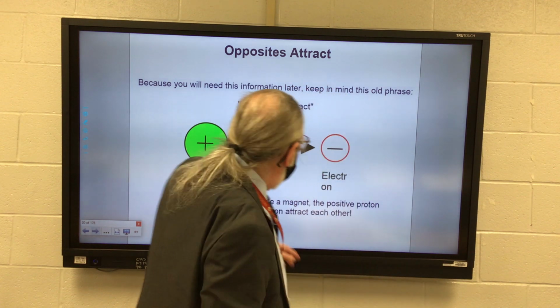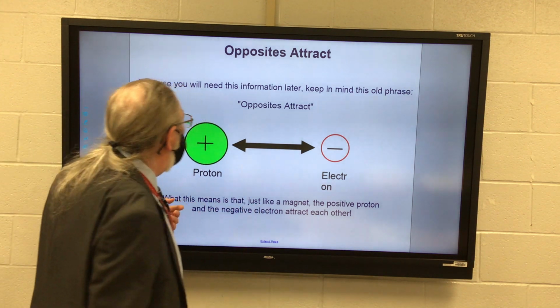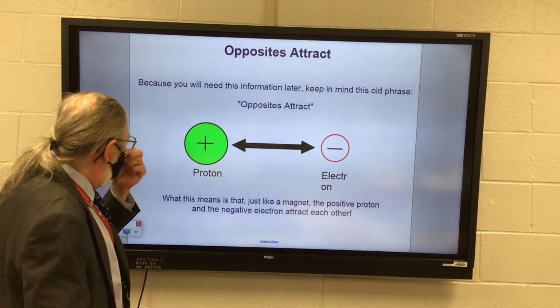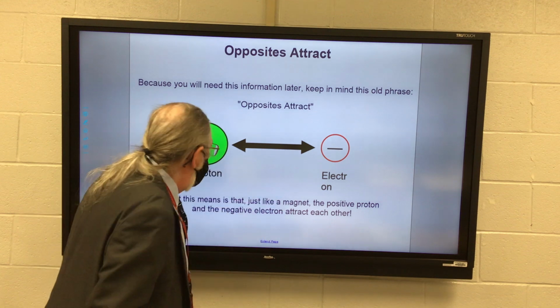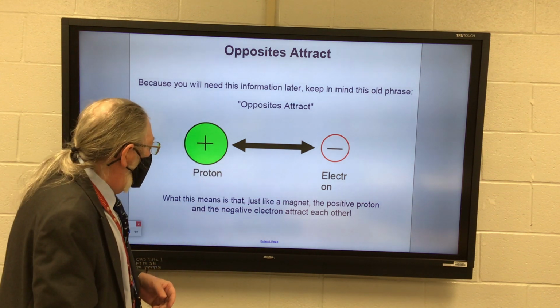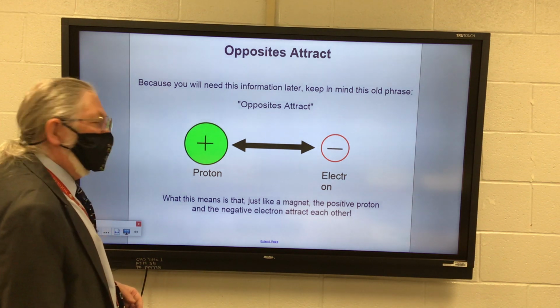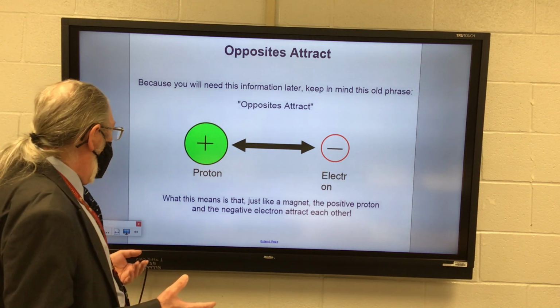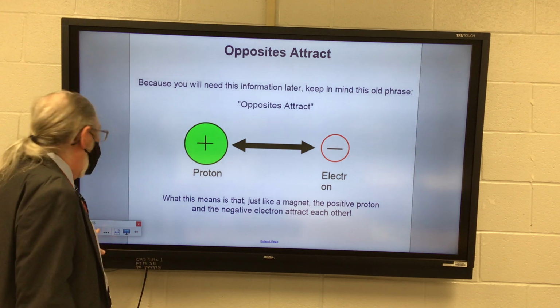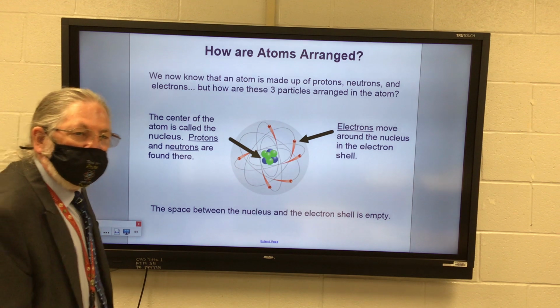Okay. So it's that simple. It's that simple to understand. Okay, so opposites attract, the proton and electrons attract to each other. So what does this mean? What this means is that just like a magnet, the positive protons and the negative electrons attract each other. Look right here. So how are atoms arranged?